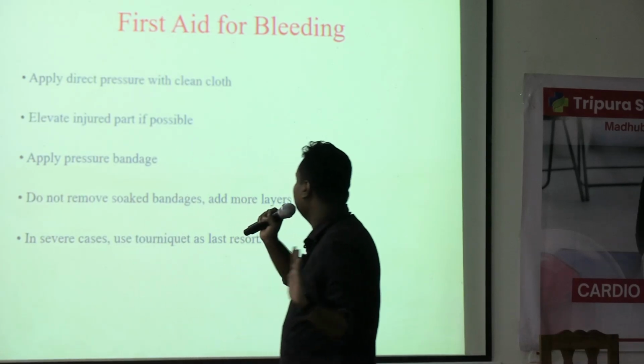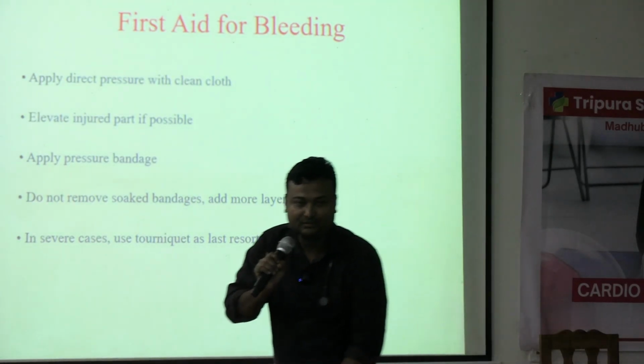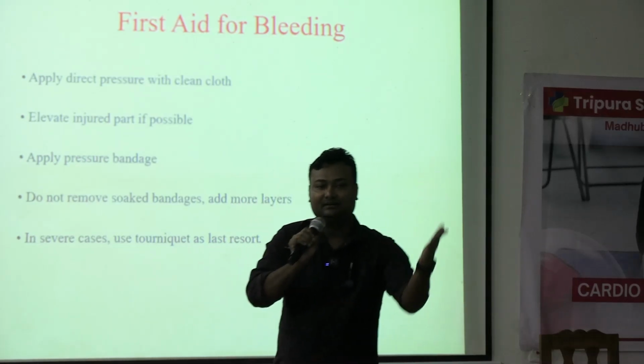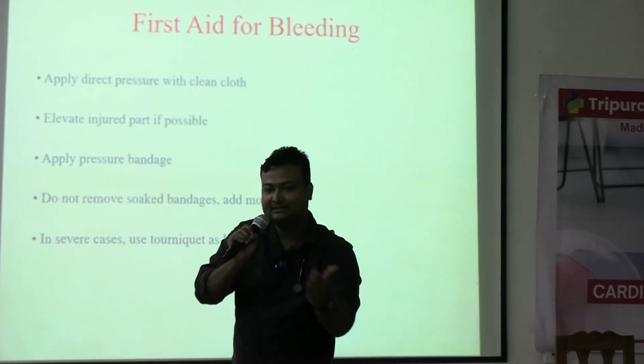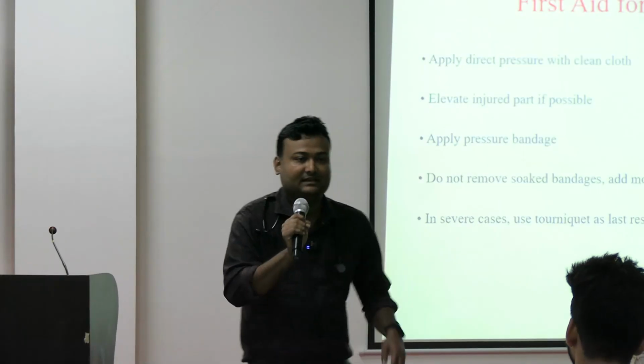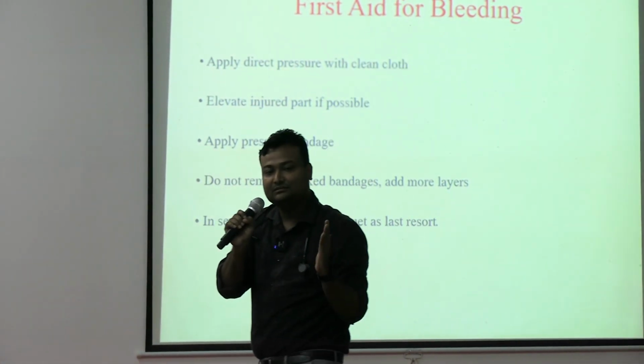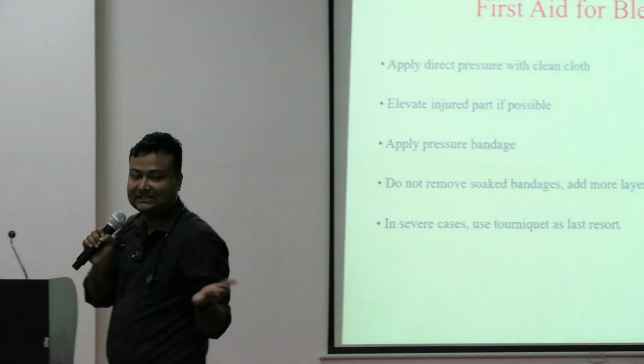Then the second step is to elevate. Suppose it is an injury to the leg, you have to elevate the leg region. Why will we elevate the leg or hands? Any part bleeding, first step is to give pressure, second step is to elevate the limb or hand. Yes, exactly. Basically, it is just a gravity effect to reduce the pressure.